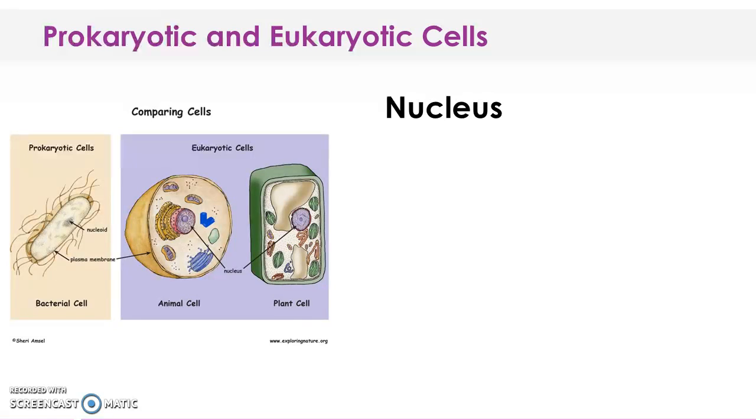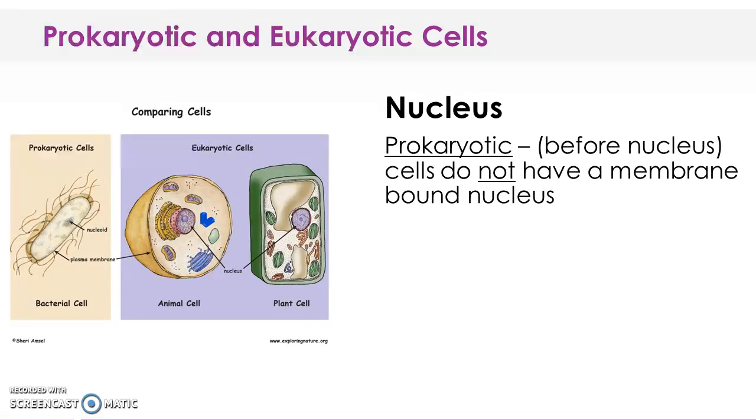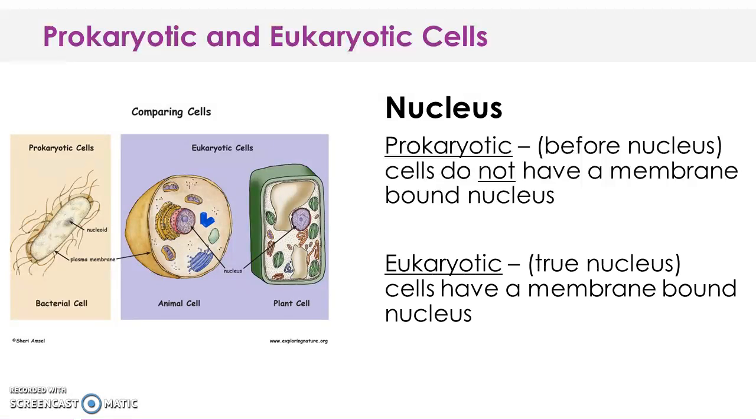So let's look a little bit more at the nucleus, that main distinct difference between the two cells. As we mentioned, prokaryotic cells came before the nucleus, so their cells do not have a membrane-bound nucleus. The eukaryotic cell came after or evolved from the prokaryotic cell, so it does have a true nucleus. If you look at these diagrams, you'll be able to see the distinct difference. The nucleus is that large dark circle, typically found in the center of the cell. And if you compare that to the prokaryotic image, you don't see that same thing.